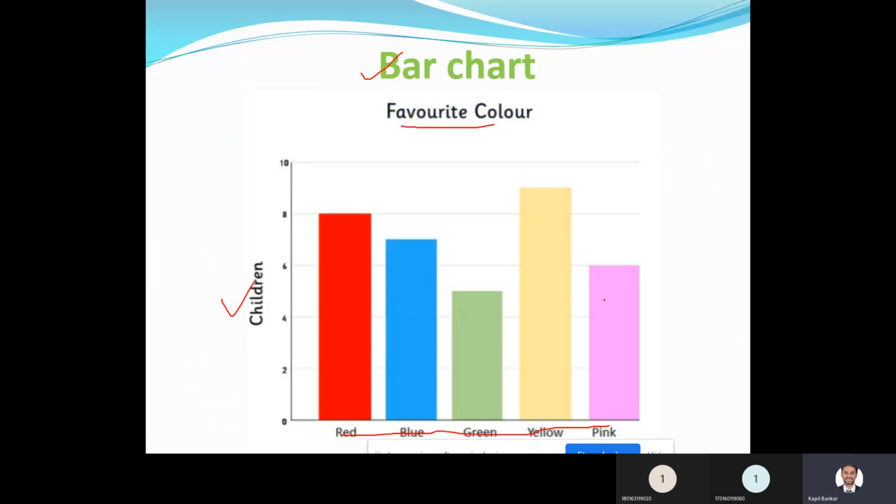Here there are some gaps. On each bar there is a gap, here a gap, here a gap, but in the histogram there is no gap between the bars; they are continuously joined. Also, on the x-axis of a histogram there is no categorical data, only numerical data or ranges.